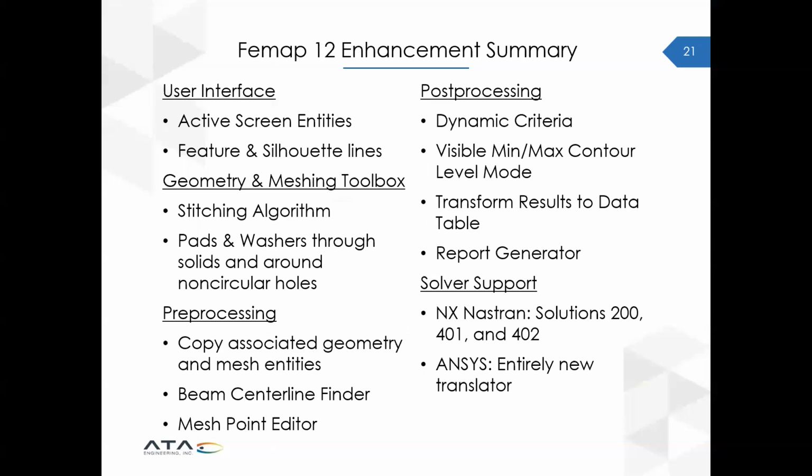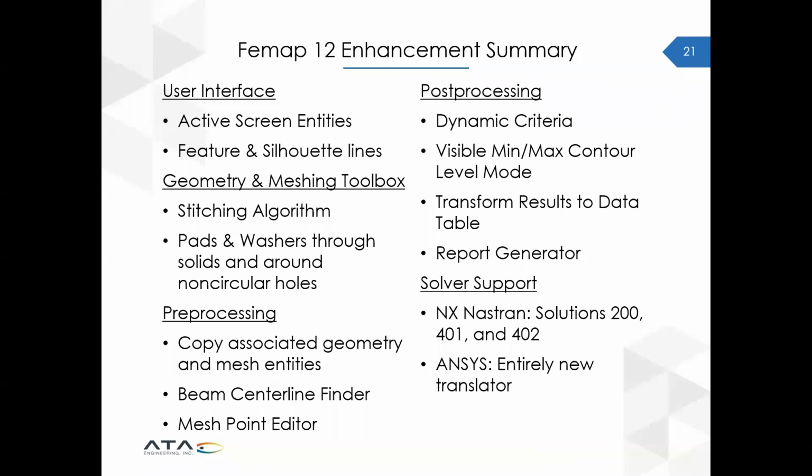Then for the geometry and meshing toolbox, we saw the new stitching algorithm, the feature removal tool saw 30 times speed improvement, and pads and washers are now available through solid geometry and around non-circular holes. For pre-processing, we saw some pretty cool enhancements to our copy commands, so we can now copy geometry and mesh together at the same time and keep them associated. We also demoed the beam centerline finder, which is no longer just an API, it's now a regular command in Femap. And we took a look at the mesh point editor.